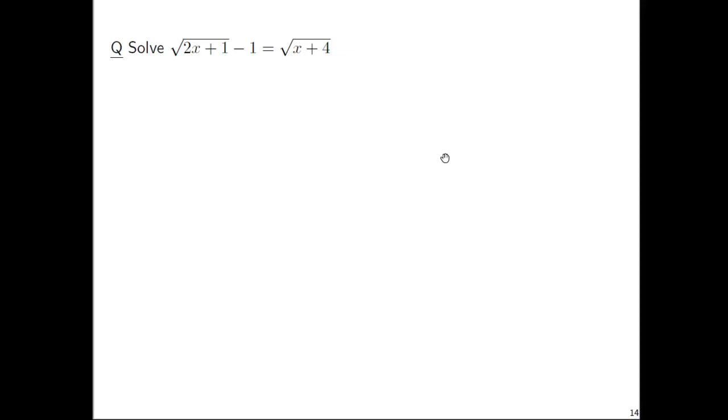Okay, let's apply the strategy again to solve root 2x plus 1, then a minus 1 not in the radical, equals root x plus 4. Now, this follows the strategy because you do have a radical with a variable inside the radical. In fact, you have two of those kinds of radicals here.